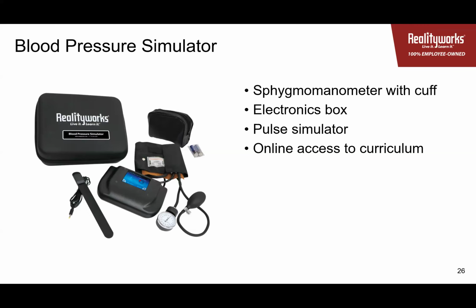The electronics box gives students feedback at the touch of a button to check to see if their reading matches the electronics box. There's also an indicator on the screen that lets students know if they are releasing air from the cuff too quickly, too slowly, or just right. We know that's one of the hardest parts of this skill, being able to release the air at an appropriate rate. So this electronics box gives the students that information right on the screen.